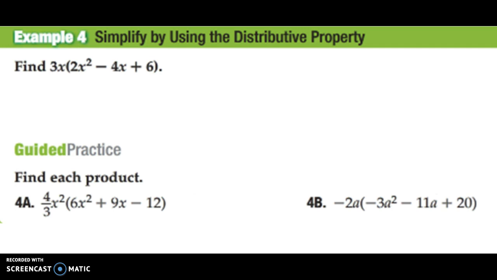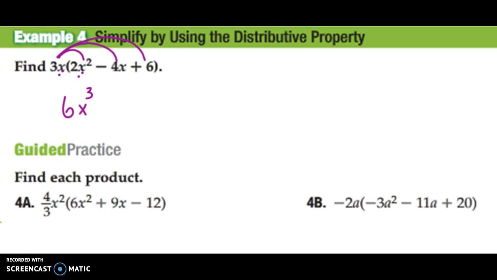Now, we can also use the distributive property. We talked about the distributive property back when we started talking about simplifying polynomials. All I'm doing is I'm distributing that 3x to all the numbers within the parentheses. So 3x times 2x squared is going to be 3 times 2 is 6. And x times x to the second would be x to the 1 plus 2 is 3 power.